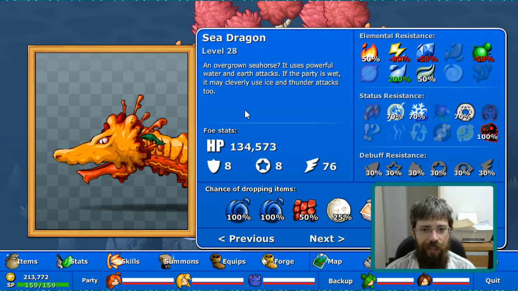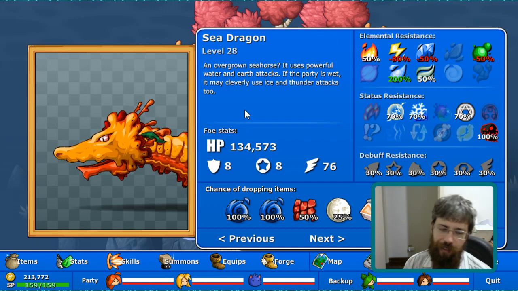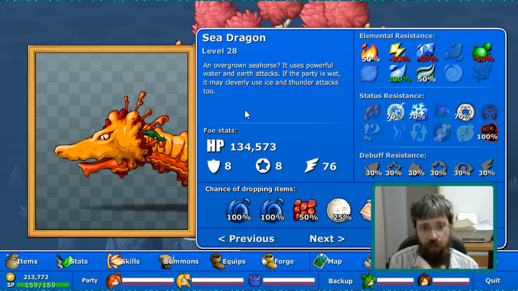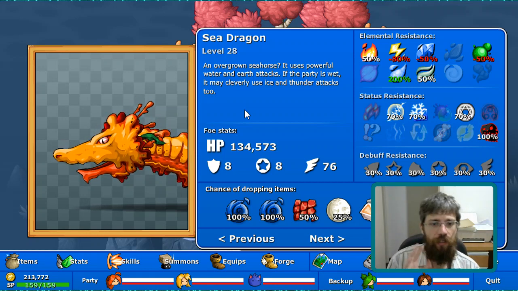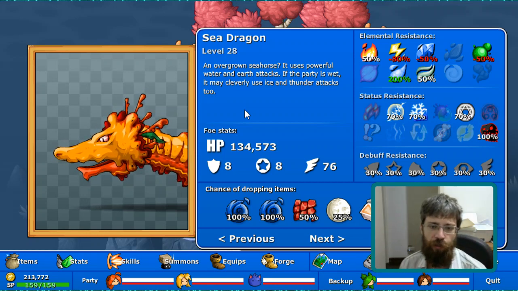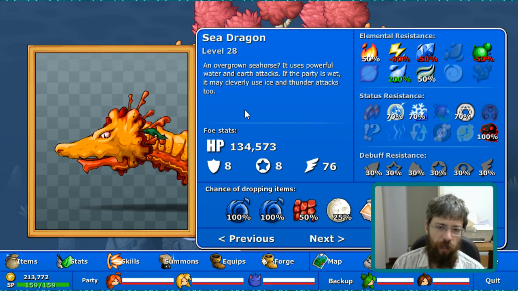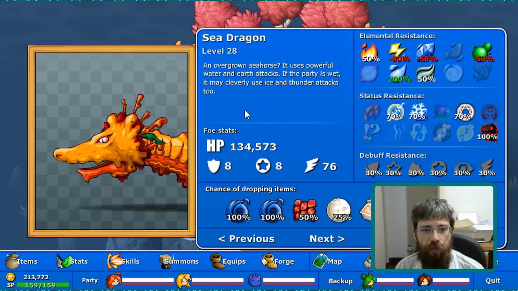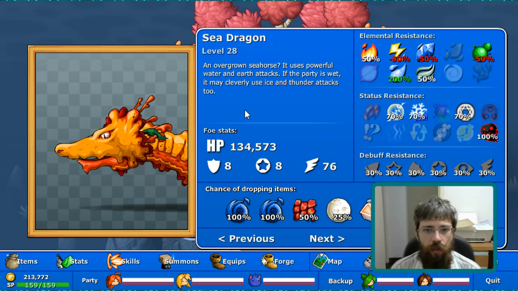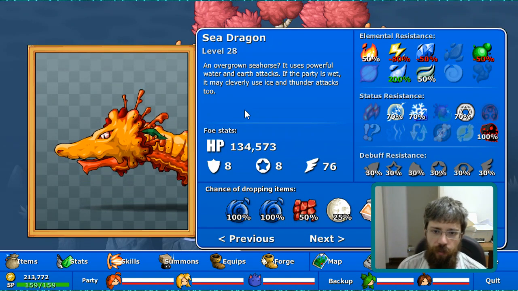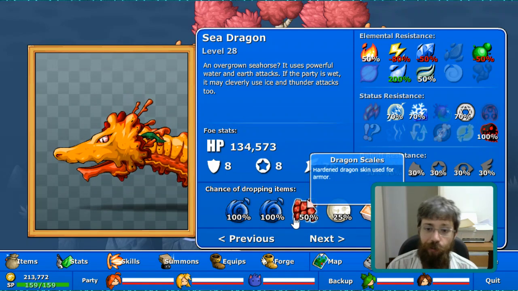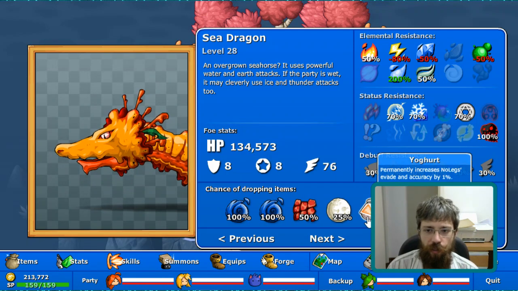And so easily I believe we can say that I interpret at least that the idea of a seahorse, the traits of a seahorse, is something that was part of the vision, there should be some allusion to that. What else? It is also the sea dragon, with powerful earth and water attacks. What are its drops? Liquid ice, dragon scales, moon pearl, yogurt.